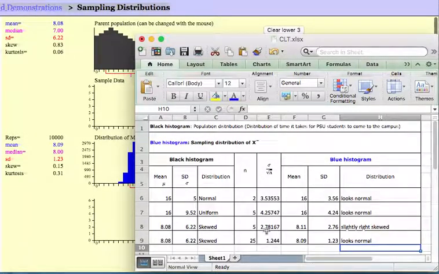Okay, so now we have completed this table. Let's compare the features of the black and the blue histograms. If you compare the mean columns, you can see the mean of the black histogram and blue histogram are pretty much the same. And at the same time, if you compare sigma over square root n with the standard deviation of the blue histogram, once again you can see that they are pretty similar.